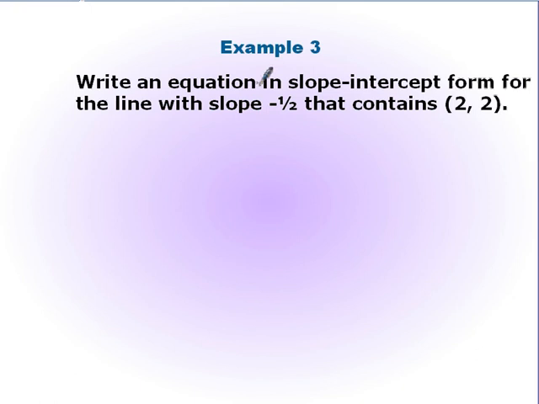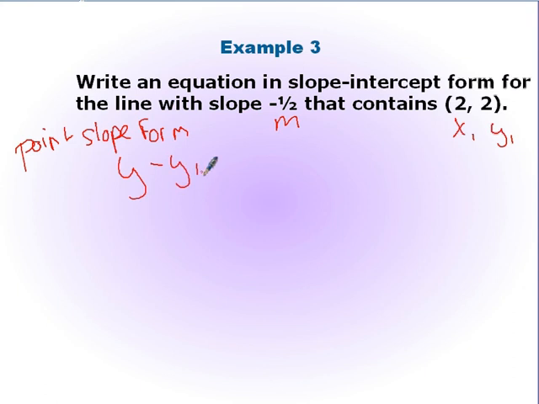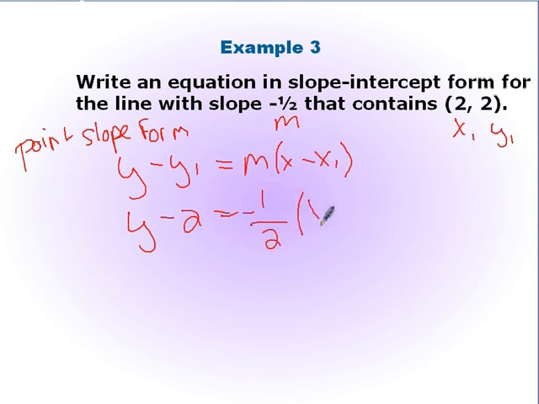Try again. Okay, we want to eventually get it into slope-intercept form, but we're going to start with point-slope form. So this is step 1. Here's our m, here's our x1, and there's our y1. The format is y minus y1 equals m times x minus x1. So let's fill that in. y minus 2 equals m, negative 1/2, times x minus x1, which is negative 2.